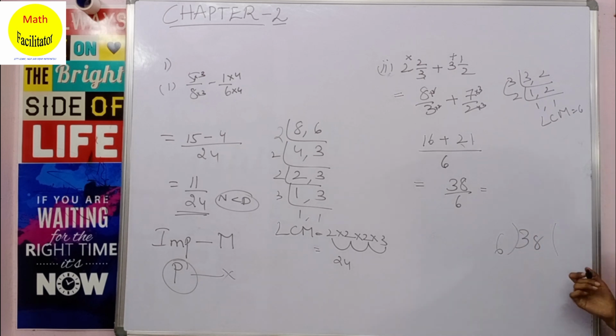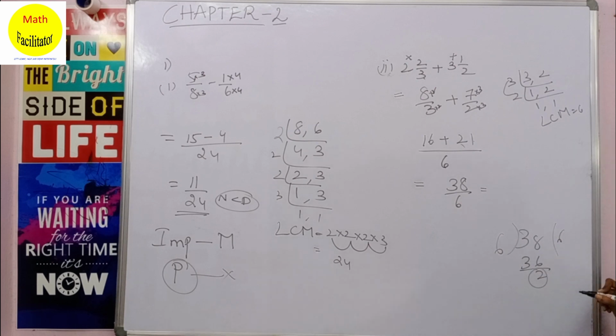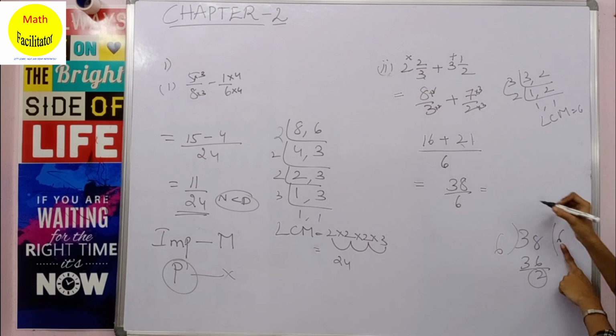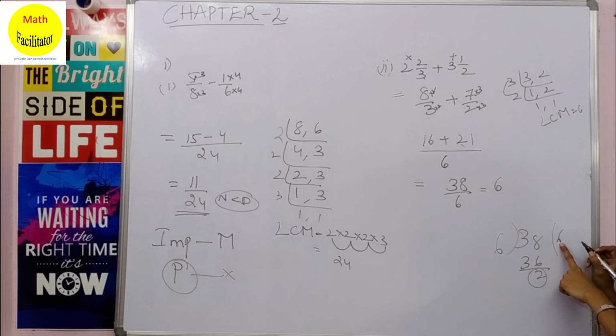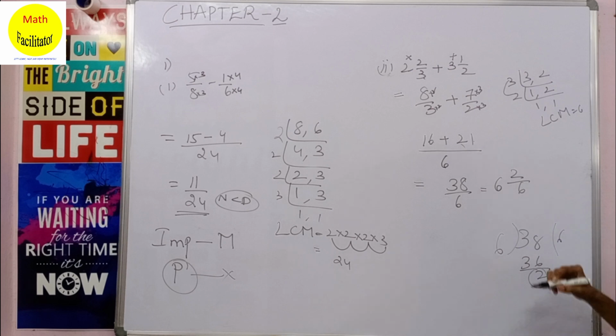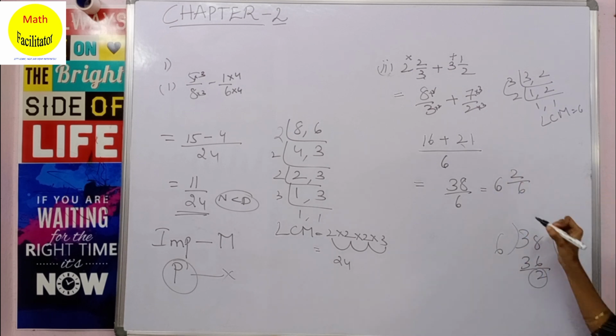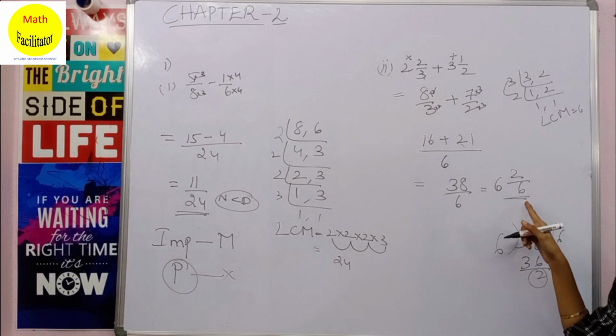So how? You will just divide. 6 6s are 36, remainder is 1. So how will you write it as a mixed fraction? Firstly, you will write the quotient 6, then remainder by 6. Again you can cross check: 6 into 6 is 36 plus 1 is 37 by 6. Clear? So this is how you convert improper into mixed fraction.